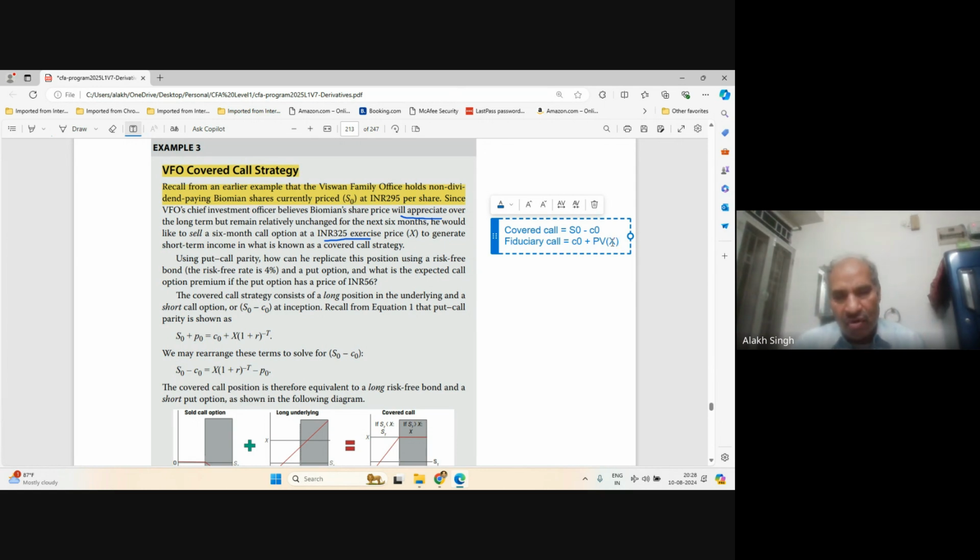Here you are the owner of both. In a protective put also you are the owner of both. So a protective put is equal to S0 plus P0. In a protective put, you own both these things. So a protective put is equal to a fiduciary call. Covered call is S0 minus C0. It is different from these two.